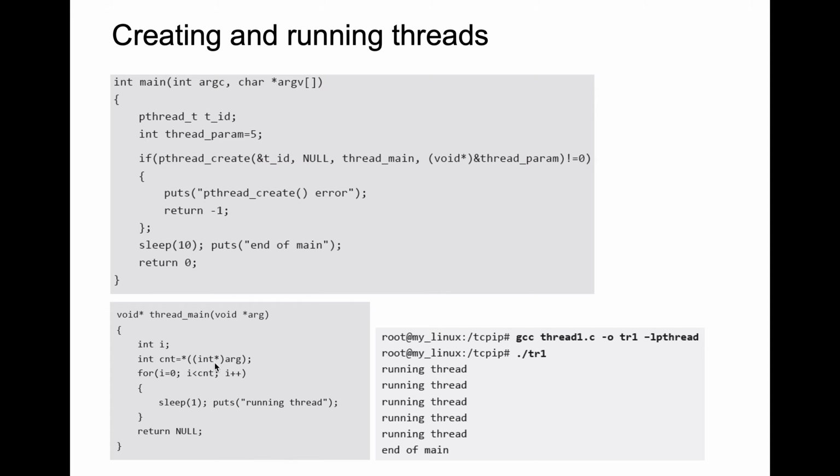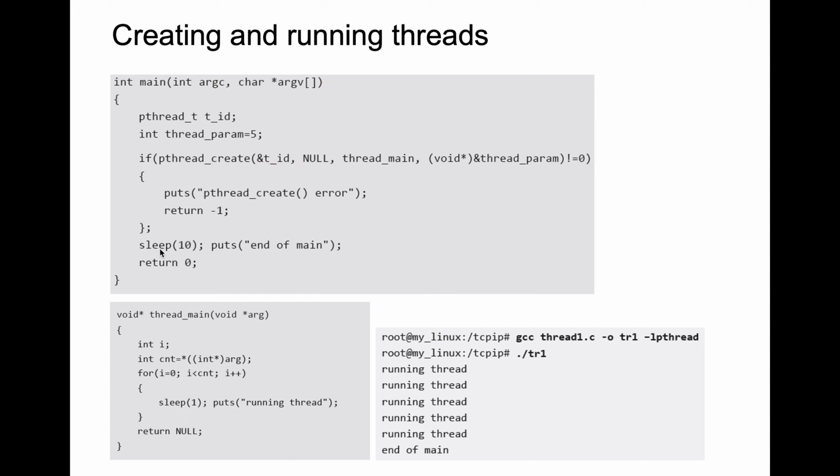So we are converting it back into a counter, the value, which will be 5, and we're looping that many times. So that's 5 times. We are looping 5 times, sleeping for 1 second each time, and printing running thread. And so the result is it's printing out 5 times the running thread text, and the thread is finishing.